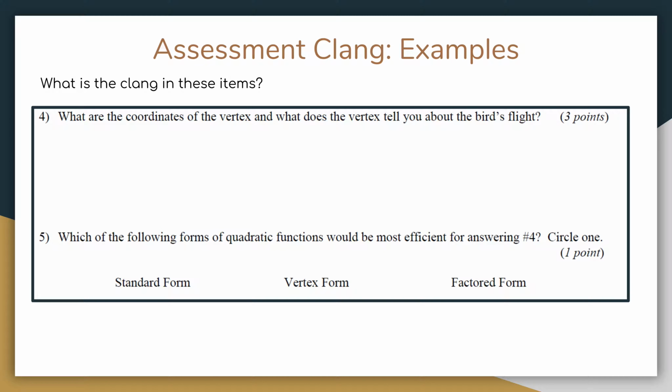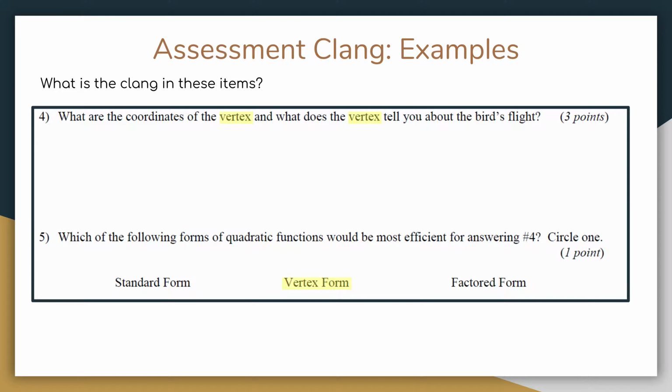Now let's take a look at some examples of MCPS assessments that have had clang. These are past assessments, and these items have been modified or removed since the last time they were given. What is the clang in these items? Item number 4. What are the coordinates of the vertex, and what does the vertex tell you about the bird's flight? Which of the following forms of the quadratic function would be most efficient for answering number 4? Circle 1. Standard form, vertex form, or factored form.